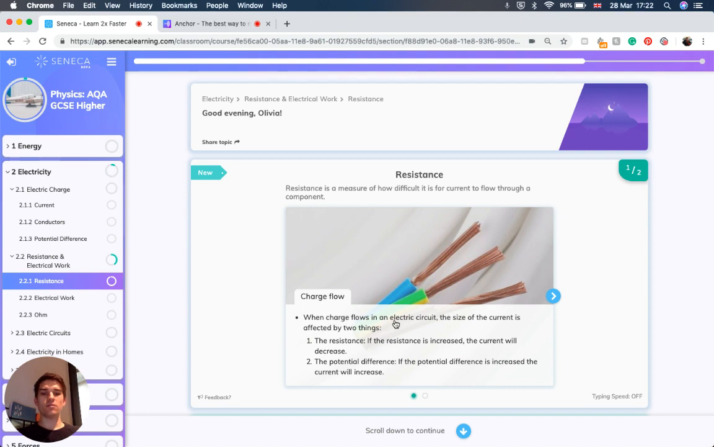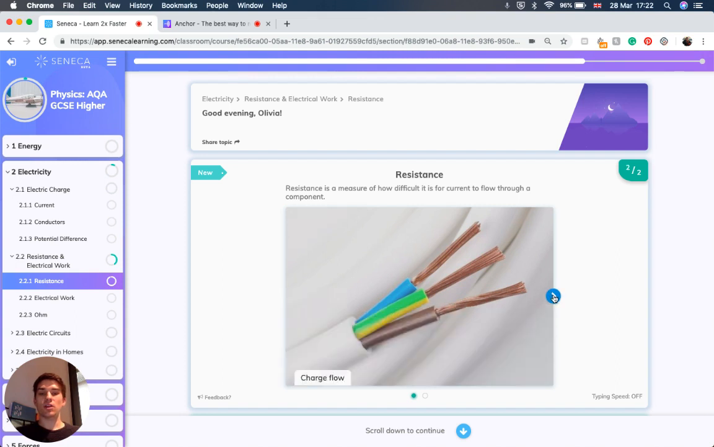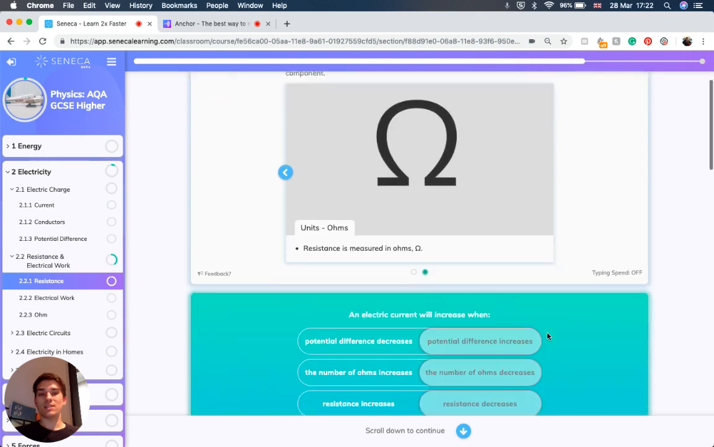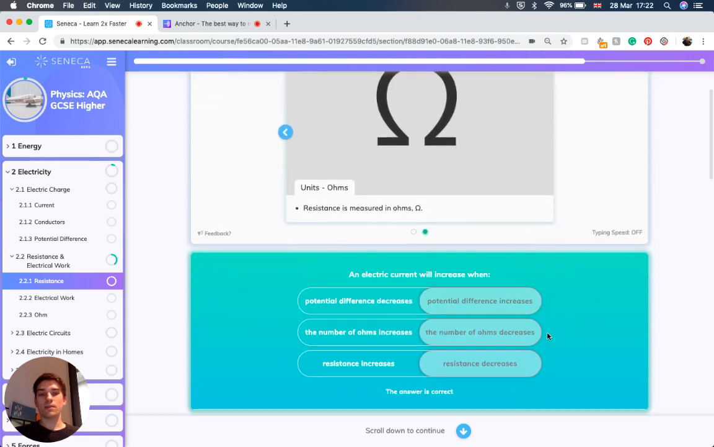When charge flows in an electric circuit, the size of the current is affected by two things. First of all, the resistance: if resistance is increased, the current will decrease. And secondly, the potential difference: if the potential difference is increased, the current will also increase. Resistance is measured in ohms, and the symbol for ohms is a capital omega. If you Google that, you'll be able to see what a capital omega looks like.